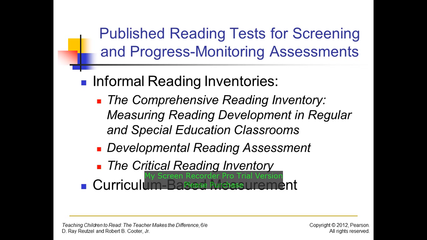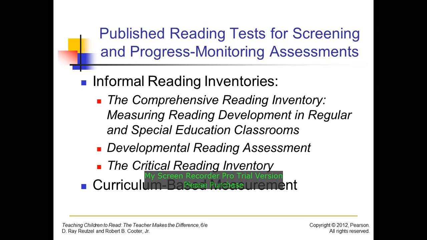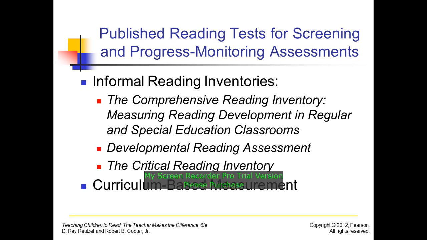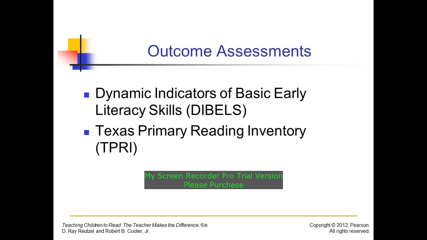We kind of talked about Marie Clay and how you have to pay for those. So there's a lot of different types of screening and assessments that are out there that you'll have to pay for. Some of the informal reading inventories, and these are great. To me, they give you a good bit of diagnostic information as well. But the comprehensive reading inventory is really good, the developmental reading assessment, and I've used, I think, the critical reading inventory. You can even go to Barnes & Noble sometimes and find an informal reading inventory, but it is helpful to keep one in your classroom. And, of course, curriculum-based measurement is out there. There are many different types, so your book will give you a few details on that.